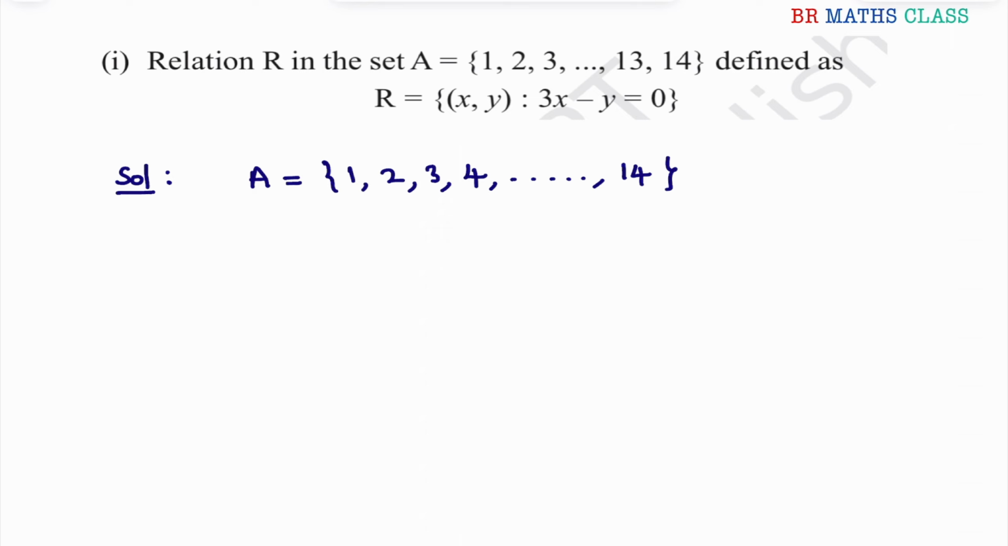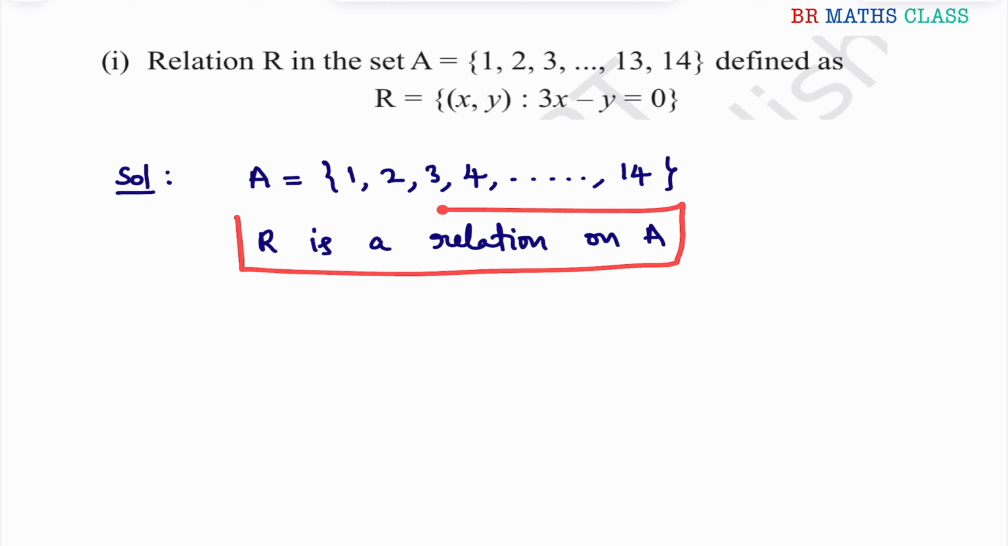Second point is, this relation is from where to where. You observe R is a relation in the set A. That means R is a relation on A. It means that R is a relation from A to A. This point is also important, you write that point. Given that R is a relation on A, it means that R is a relation from A to A.